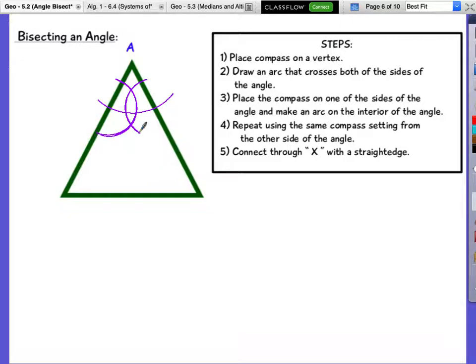In math, okay, so what has to be the same size here? Two of these have to be the same size. The two that have to be the same size are when you had your compass on the side of the angle and swinging inward. The last two we did have to be the same size as each other.